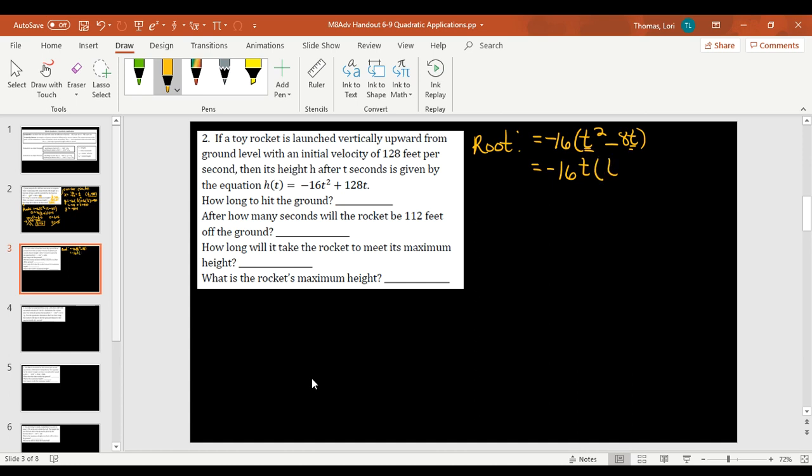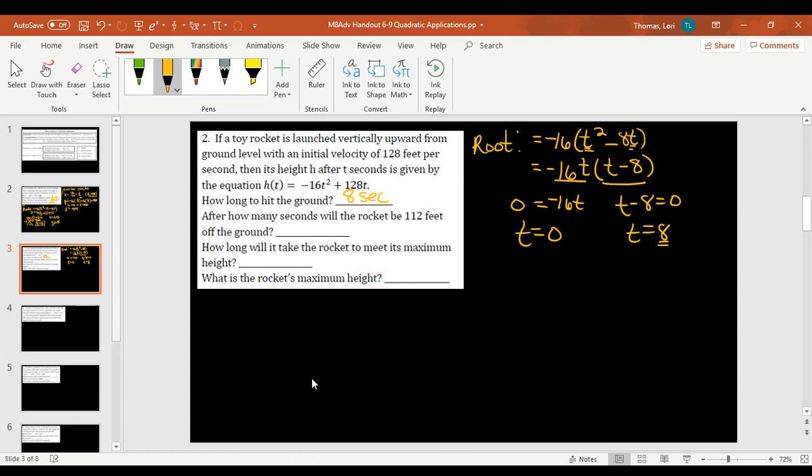Now this leaves me with t minus 8. So I'm going to set this factor equal to 0 and this factor equal to 0. This gives me t of 0, which is our initial starting point of our rocket. Then the rocket will land in 8 seconds. So 8 seconds is our answer here.